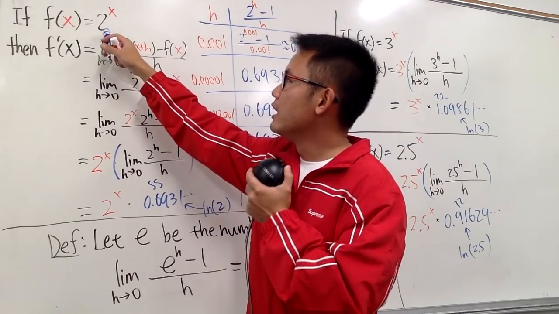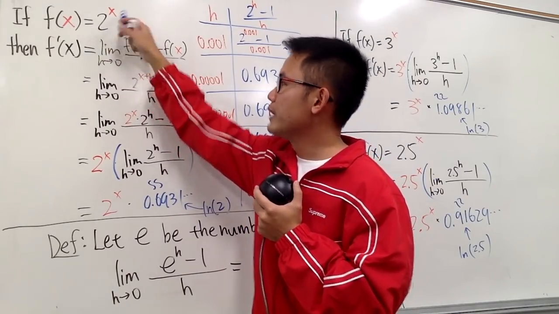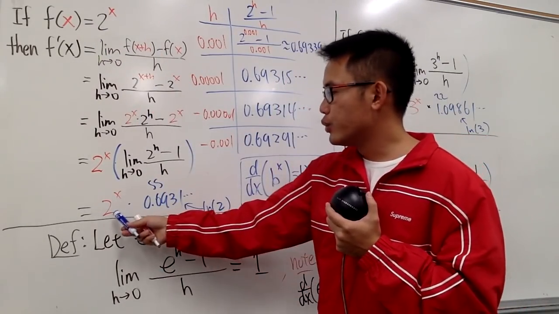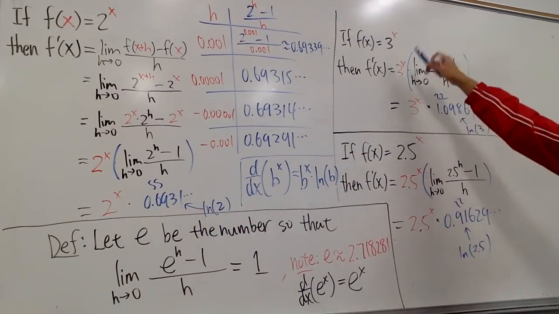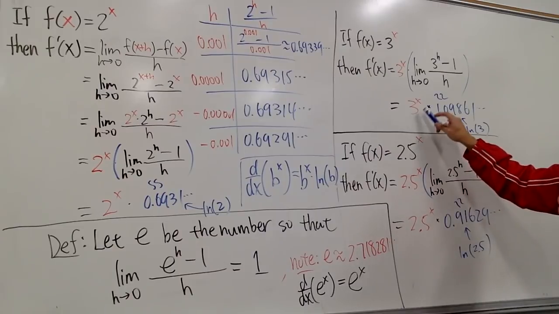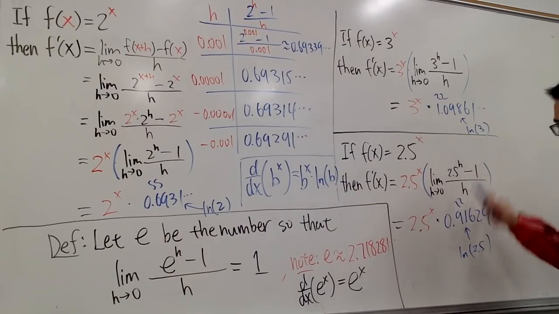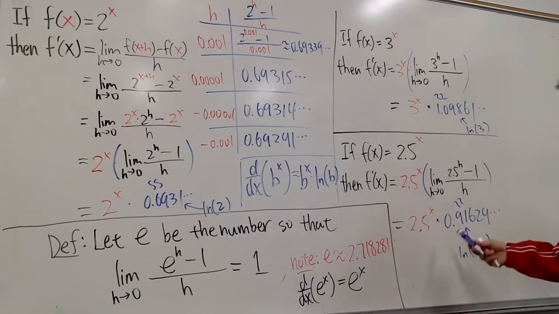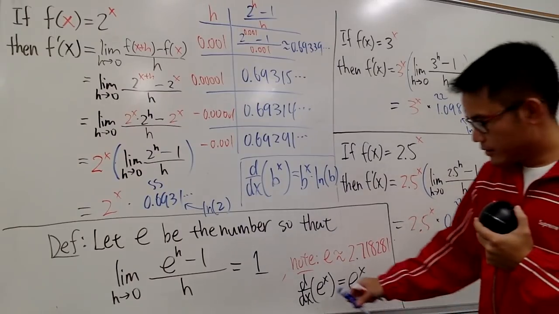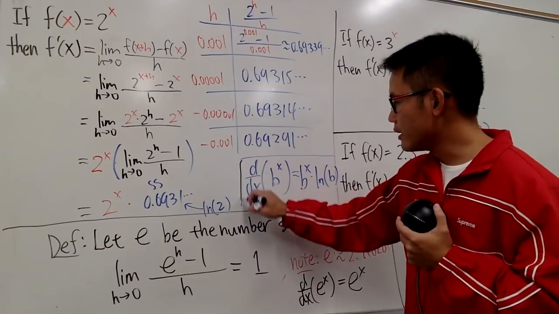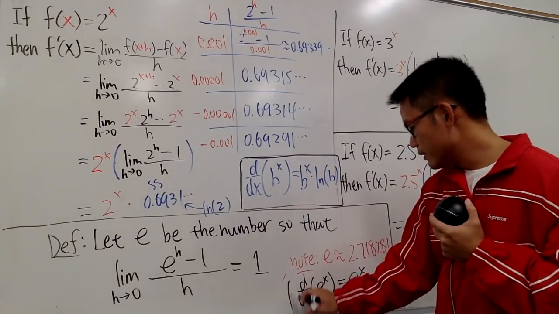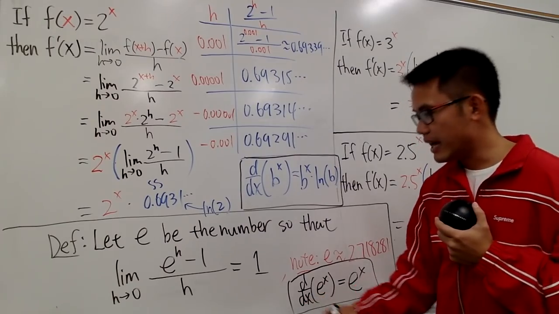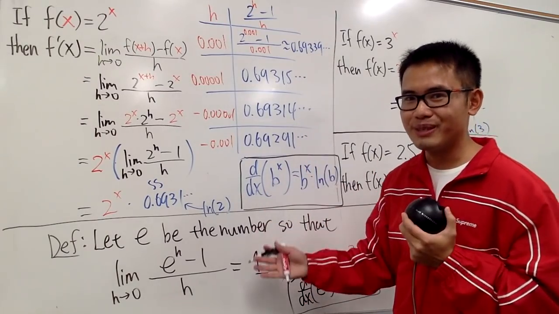Now we can say that when we differentiate 2 to the x, the derivative is 2 to the x times ln 2. When we differentiate 3 to the x, the answer is 3 to the x times ln 3. Likewise, for 2.5 to the x, we get 2.5 to the x times ln 2.5. So these two are the main formulas that you have to know, this right here, and also this right here, and one of the definitions of the special number e.